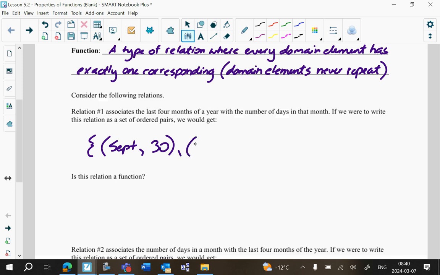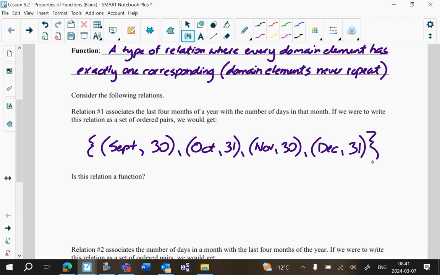October, 31. Next, November, 30. And finally, December, 31. Okay. So there's 4 pairs in that set, in this relation.